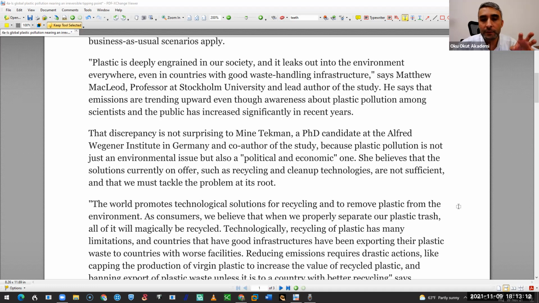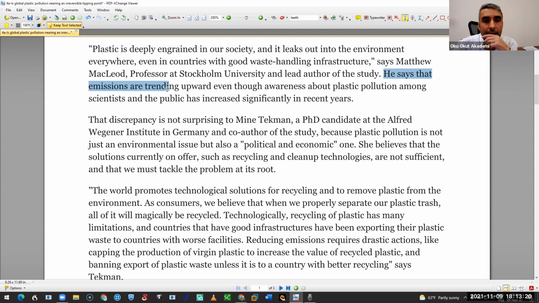This is what Mr. MacLeod says, actually. He also says, look at this. He says that emissions are trending upward, even though awareness about plastic pollution among scientists and the public has increased significantly in recent years. So how about awareness? Is it in an upward trend or downward trend? Upward, teacher. Yeah, people are aware of the problem. Can we say this? Yes, we can.